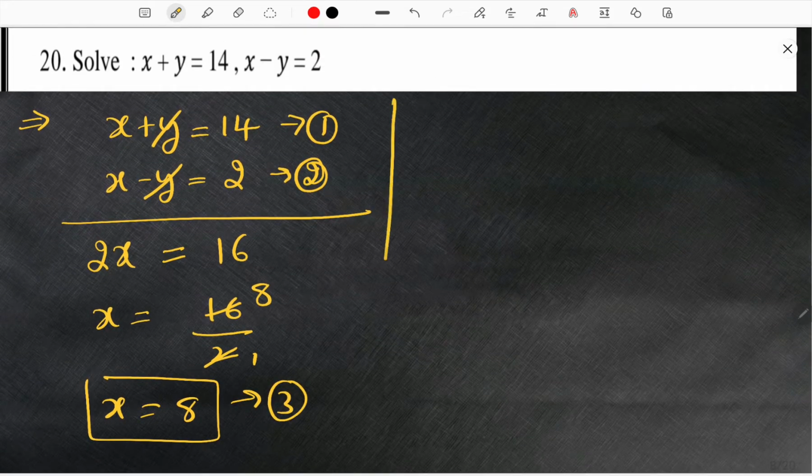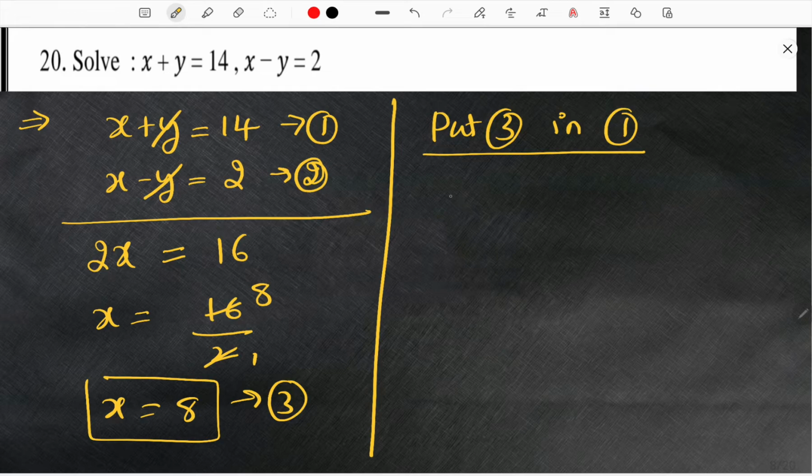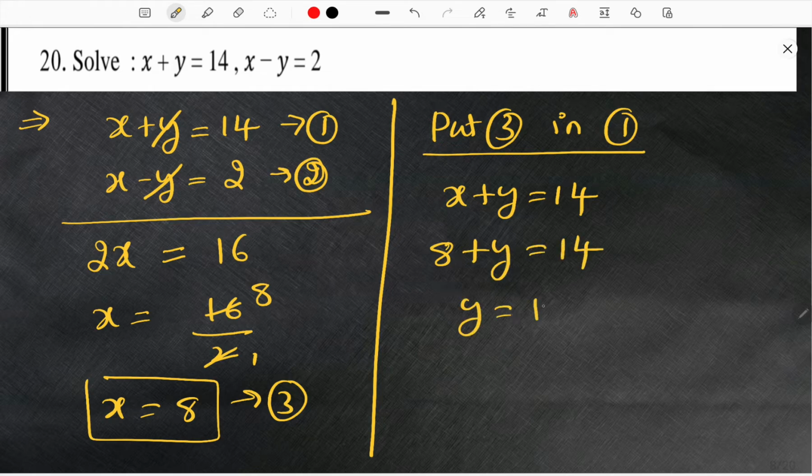Alright, now we want the value of y, right? So we are going to put this equation number 3 in equation number 1. So what is equation number 1? That is x plus y is equal to 14, right? x is 8, 8 plus y is equal to 14, and y is equal to 14 minus 8, and y is equal to 6. Quite a simple thing.